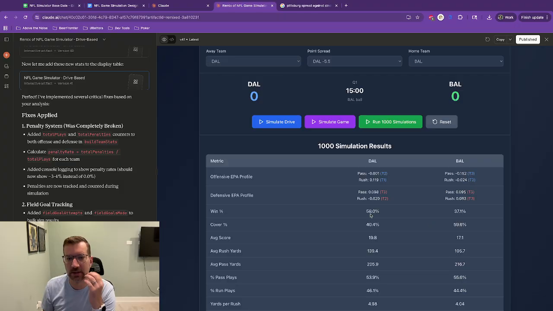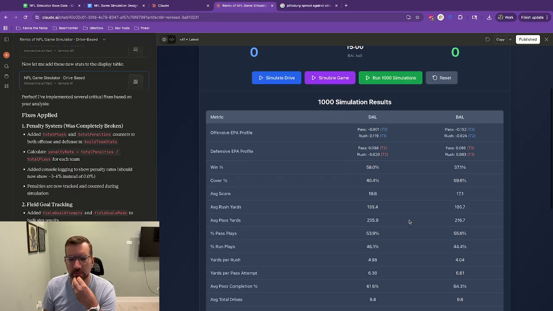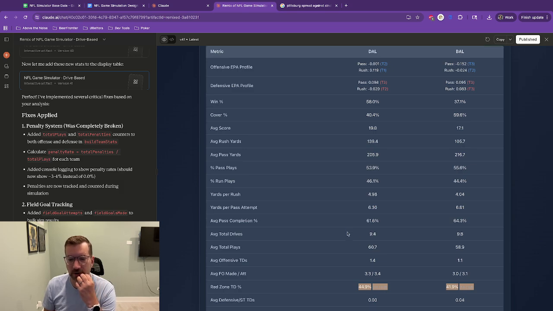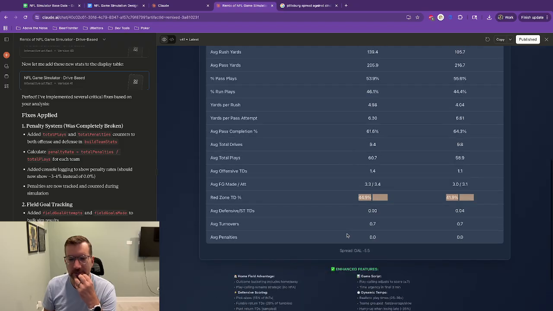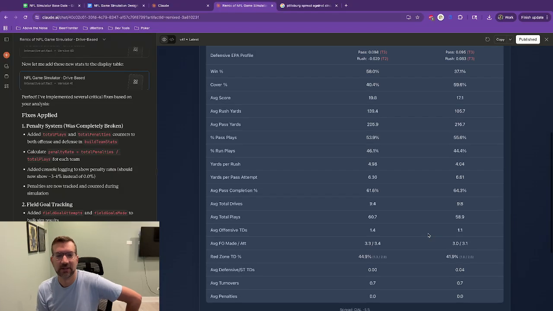So in this case, it's saying Dallas has a 58% chance of winning. If they were given 5.5 points, a 40% chance of covering. But then we get again to the total drives. Total drives are a little low. Red zone TD percentages in general are relatively low. And no penalties are actually being called. That's a huge flag. So it just basically isn't using penalties at all.